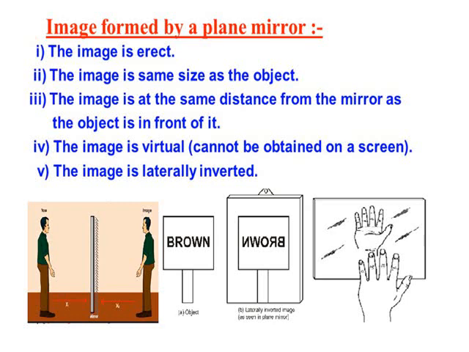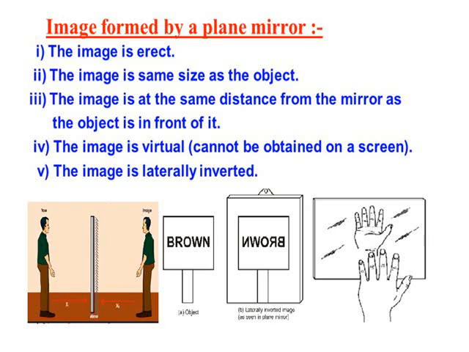Third one, the image is at the same distance from the mirror as the object is in front of it. Now, between the man and the image of the man, there lies the mirror. And the mirror is exactly at the center. That means the distance between the man and the mirror is equal to the distance between the image and the mirror. So the image is at the same distance from the mirror as the object is in front of it.